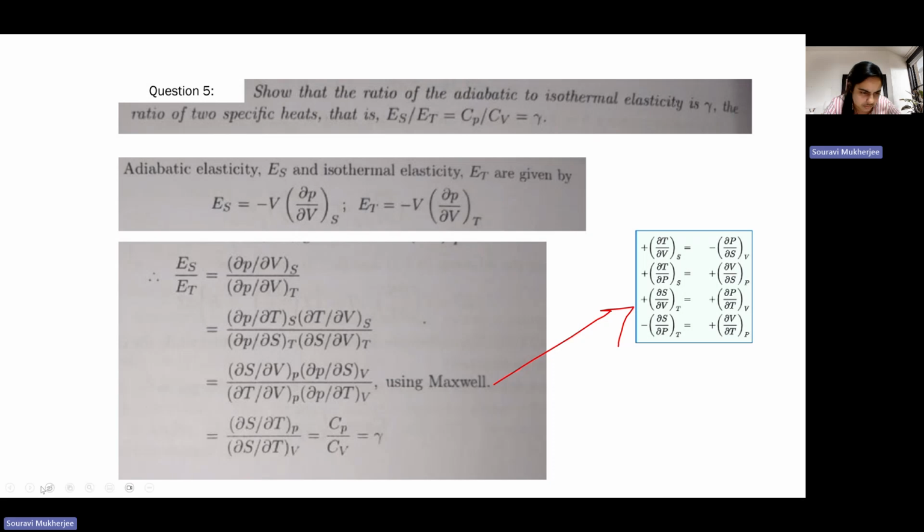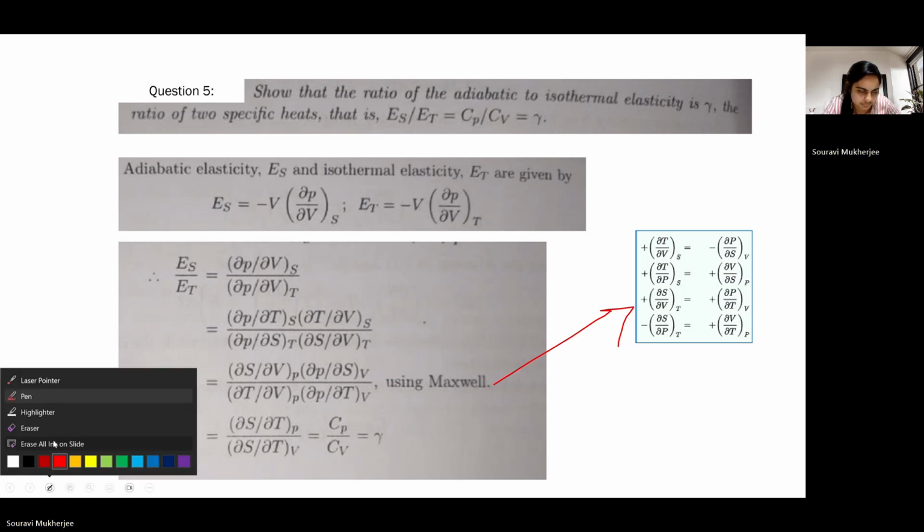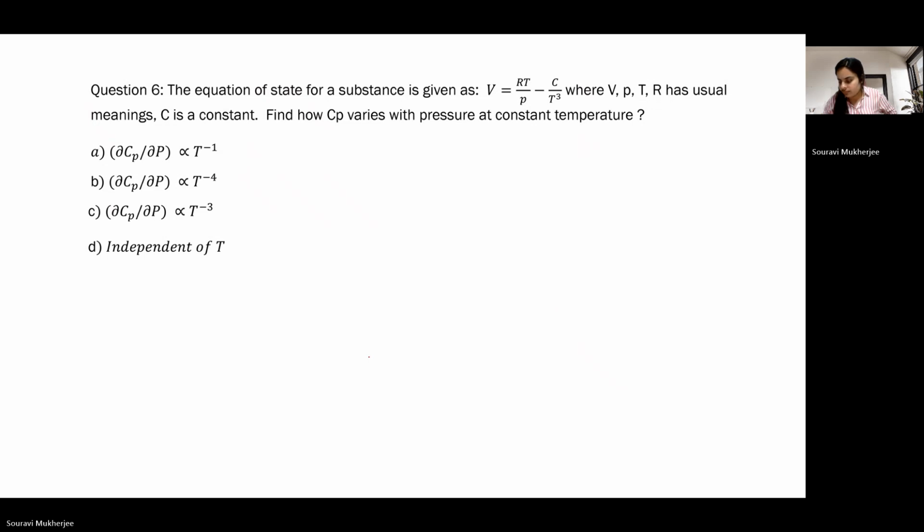So just mark. Okay. Now the next question is that the equation of state for a substance is given as V is equal to some relation between R, T, pressure, some constants, and temperature and pressure, right? So this is your equation of state. And it says to find how Cp varies with pressure at constant temperature.